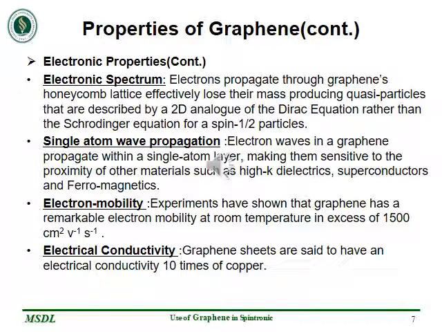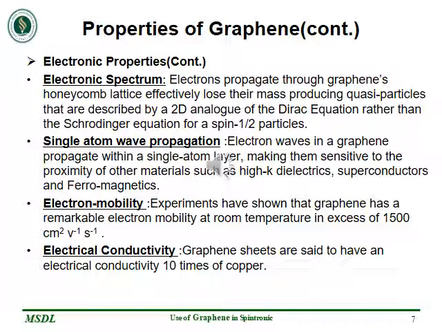Electronic spectrum. Electrons propagating through graphene's honeycomb lattice effectively lose their mass, producing quasi-particles that are described by a 2D analog of the Dirac equation rather than the Schrödinger equation for spin-half particles. Single atom wave propagation. Electron waves in graphene propagate within a single atom layer, making them sensitive to the proximity of other materials such as high-K dielectrics, superconductors and ferromagnets.